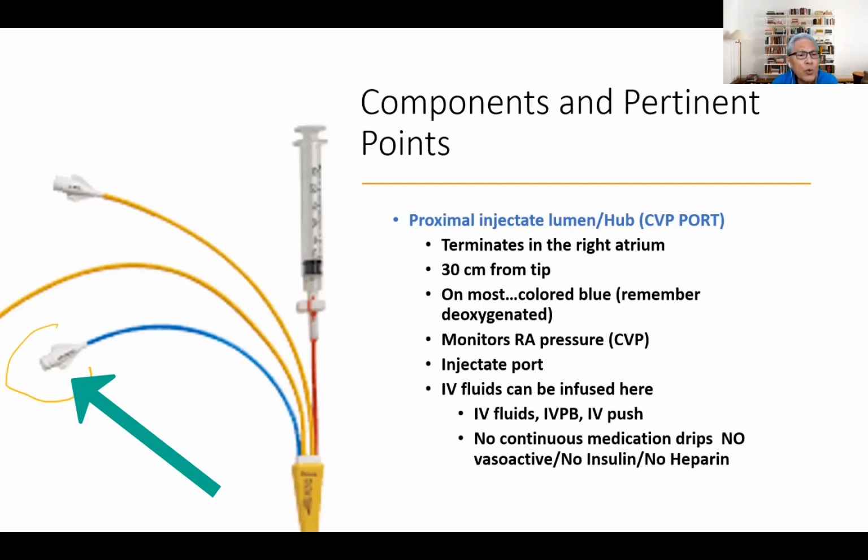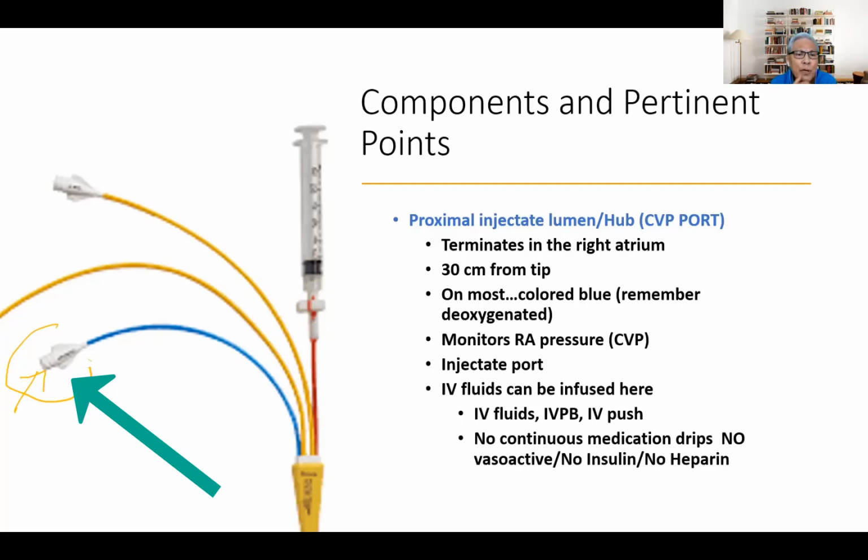What can we use this port for? Well, it could be used for infusion. It could also be used to assess CVP and right atrial pressure because this is in the right atrium. This is also the port that we would use for another method of cardiac output determination, by injecting your injectate in this area. By the way, it could also be used to draw venous blood.